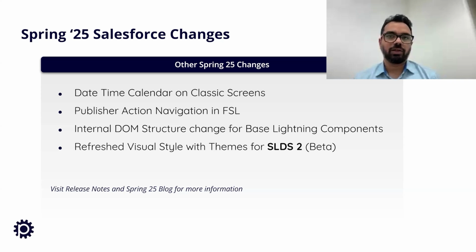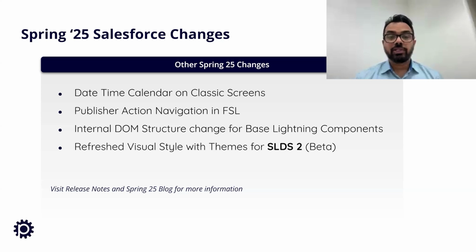I'm sure not many people are using Classic, but I just wanted to point it out. Next one is around publisher action on navigation in FSL. This is in particular to the work order. We have multiple publisher actions on the work order. Those navigations have been impacted again because of DOM structure changes and some rendering changes. But that has been handled as a part of this compatibility release.